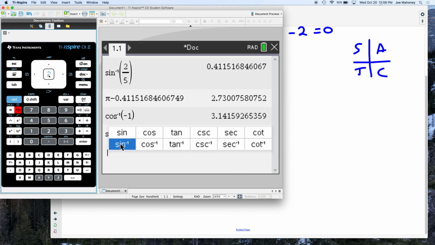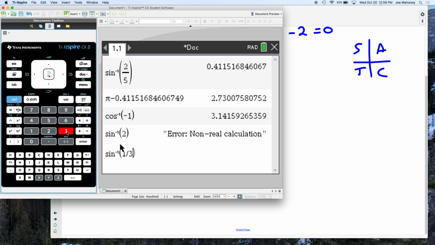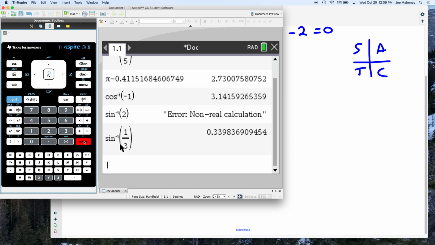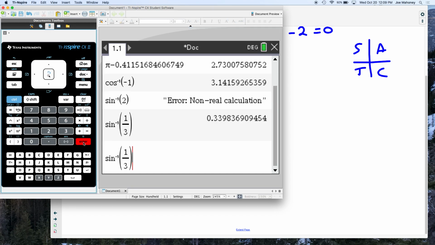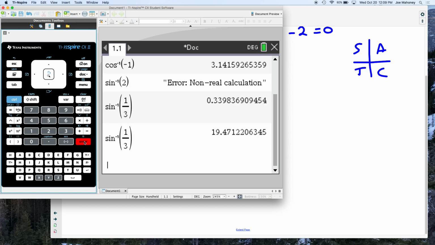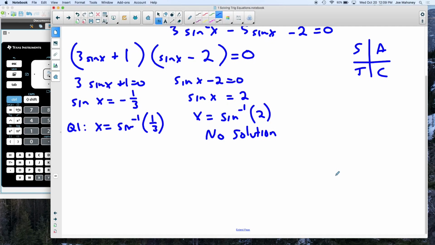So now when I go inverse sine of 1/3, oops, I'm in radian form. Let's go to degree form. And let's do this again. So I get about 19.47, 19.5 degrees. So this is going to be my angle in quadrant 1. My quadrant 1 angle is 19.5 degrees.